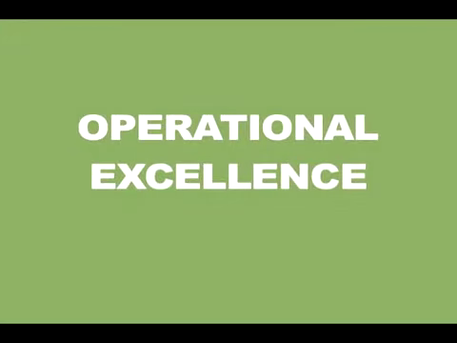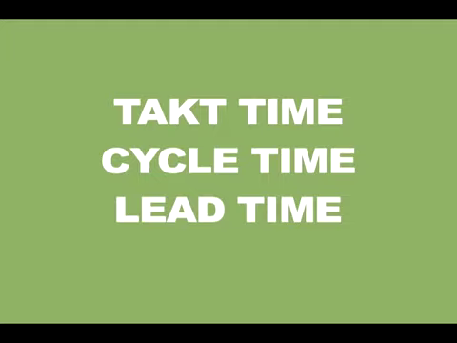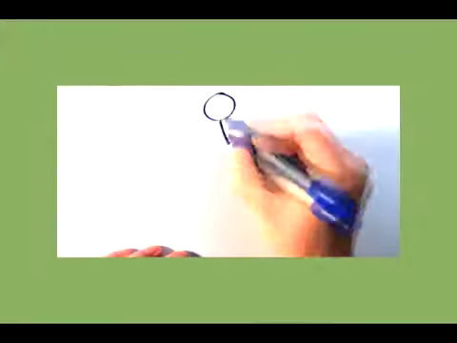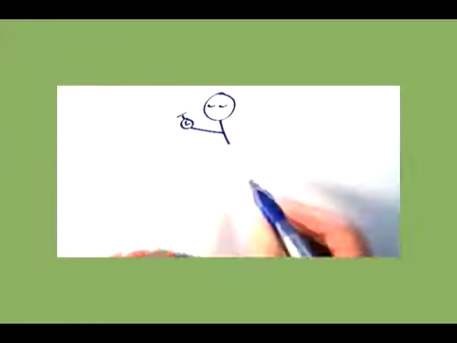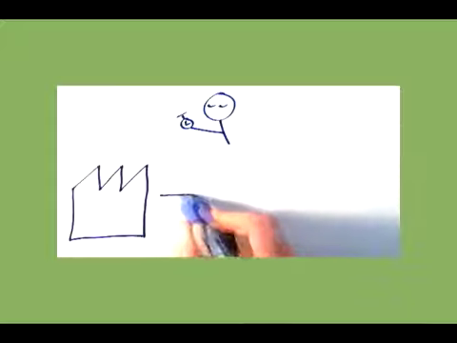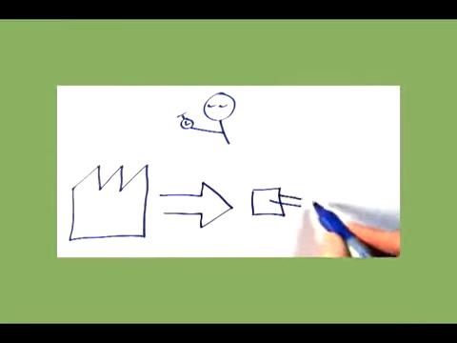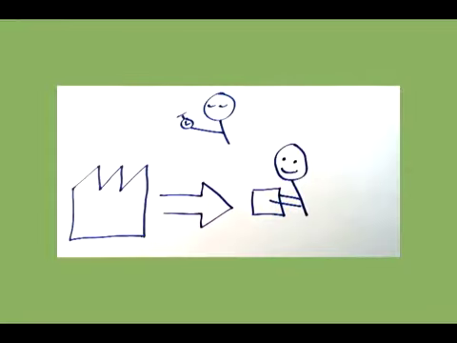Today, we will be learning about takt time, cycle time, and lead time. We will examine the three different times and explain how they are related and how they differ. Knowing what these terms mean and how and when they apply will help you understand and design your processes to better meet your customers' demands.